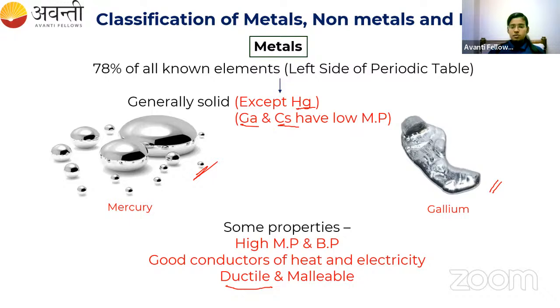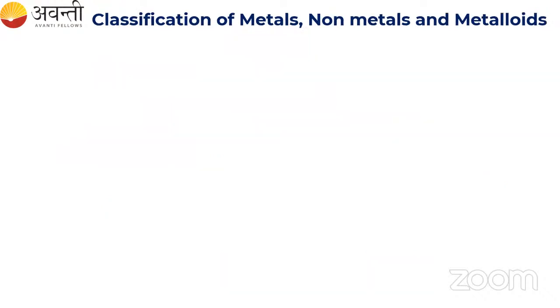So these are some of the properties of metals. And again, I'm telling you, we will study all these properties in brief in the other inorganic chemistry lessons. We have P block, D block, F block. In those lessons, we will discuss everything in detail. So this is all about metals and their information.